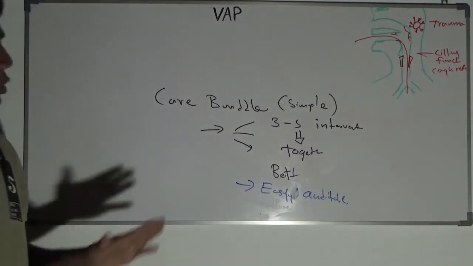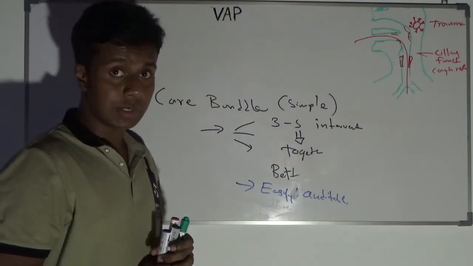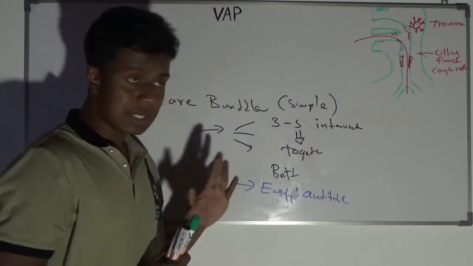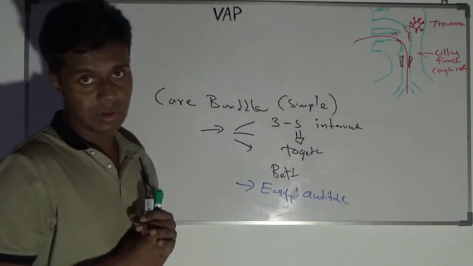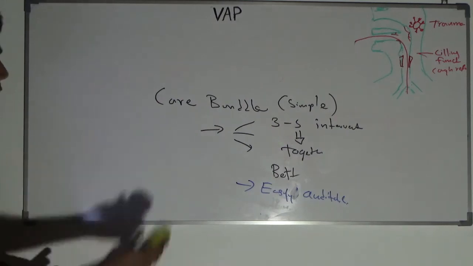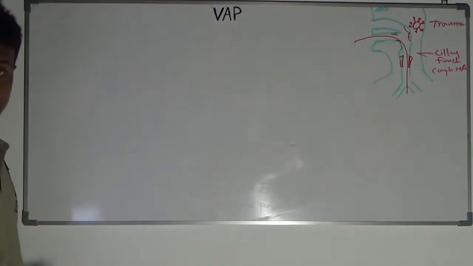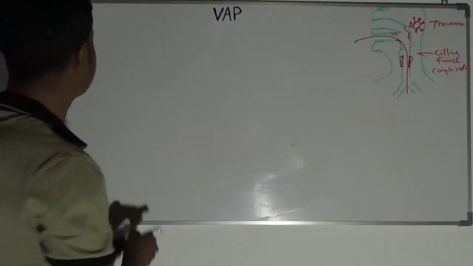So a ventilator associated pneumonia prevention care bundle is there. We'll see what the components of the ventilator associated pneumonia care bundle are. Easily we are going to call it the VAP bundle.